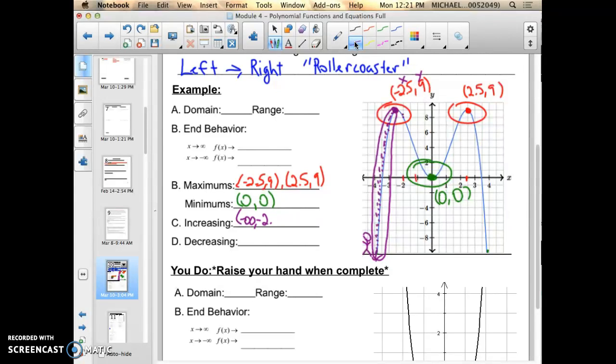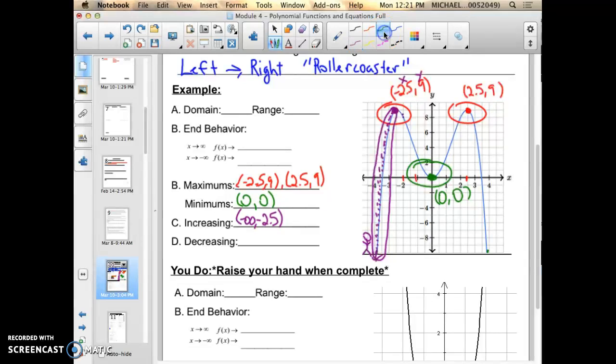Negative 2.5. So don't get confused. I'm not plotting points here. I'm just giving intervals, and it's x value intervals. So my first interval of increasing is from negative infinity to negative 2.5. I'm done. And so from there, again, it's a turning point.